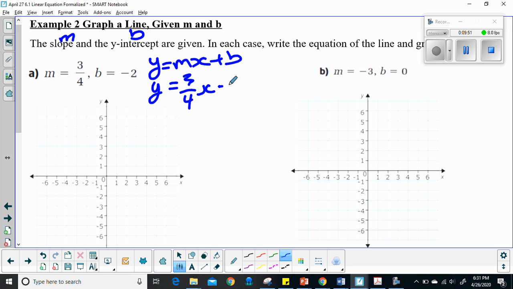X, b is 2, minus 2. So minus 2. Well, that was easy. Okay, let's graph it. Minus 2 means I got to come down here and drop a dot there.